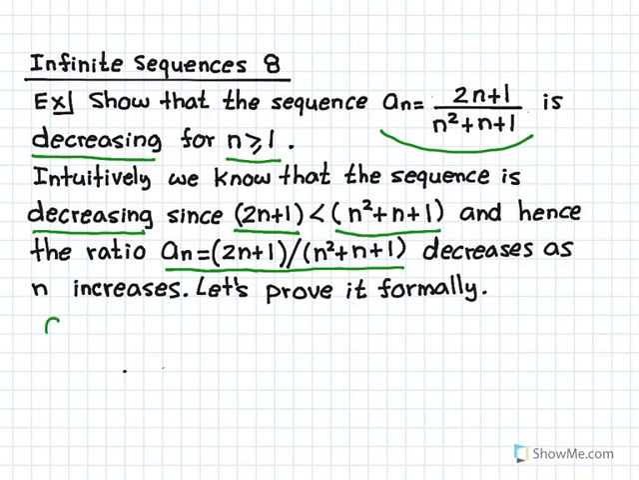So the definition of a decreasing sequence is that a_(n+1), the successive term, is less than the previous term. a_(n+1) is less than a_n. This means that the sequence a_n is decreasing.